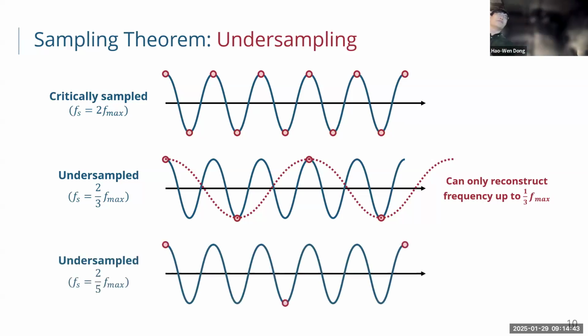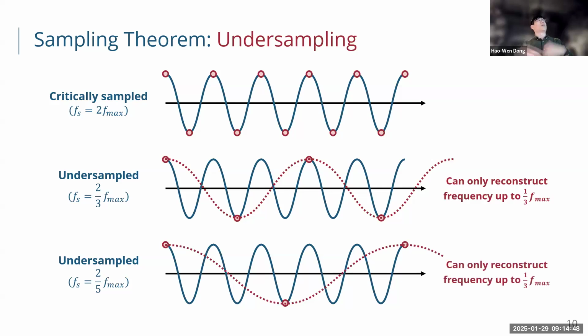So similarly, if you undersample it even further, then still you cannot reconstruct the original frequency. So basically, the way we think about this sampling theorem is that it determines what's the minimum sampling rate, and that depends on what's the maximum frequency that you want to store.